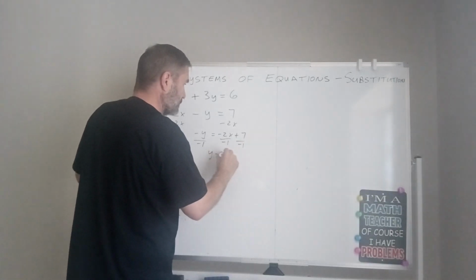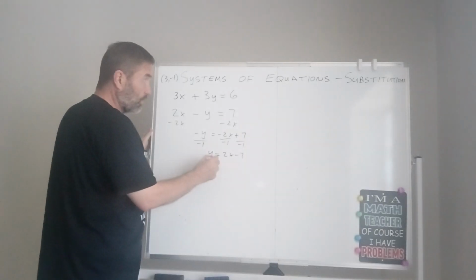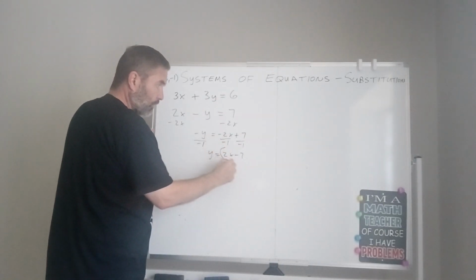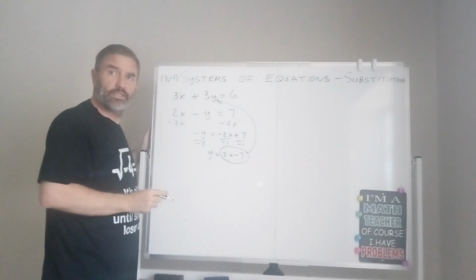So y equals 2x minus 7. So now what do I do with that 2x minus 7? Well, that's what y is. Look, I've got y sitting right here. So I'm going to take this whole thing and substitute it right there. I'm going to put it where the y is.